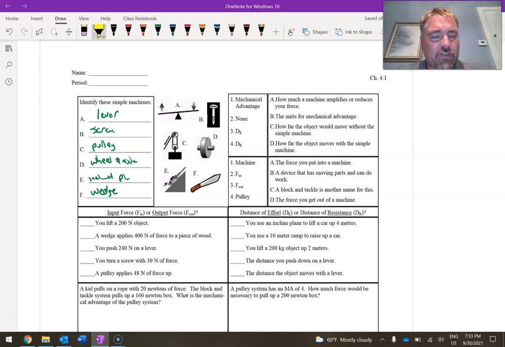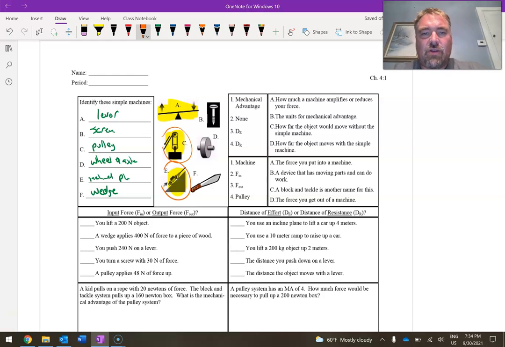The main ones that we're going to be concerned with are the lever and fulcrum, the pulley, and the inclined plane. We will primarily just focus on these two right here, the pulley and then the inclined plane.